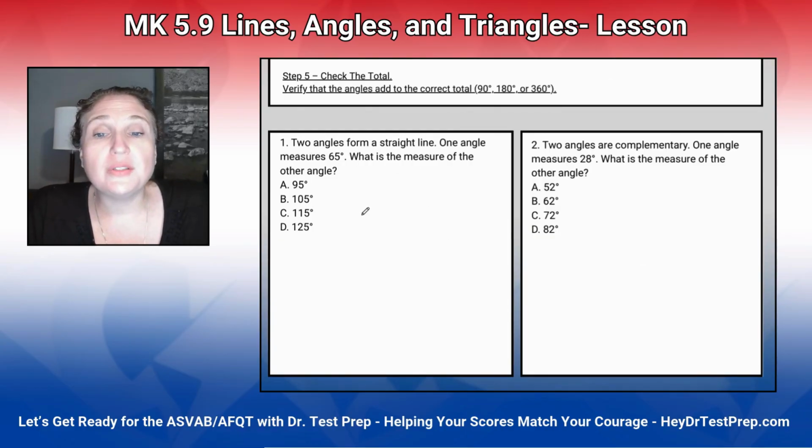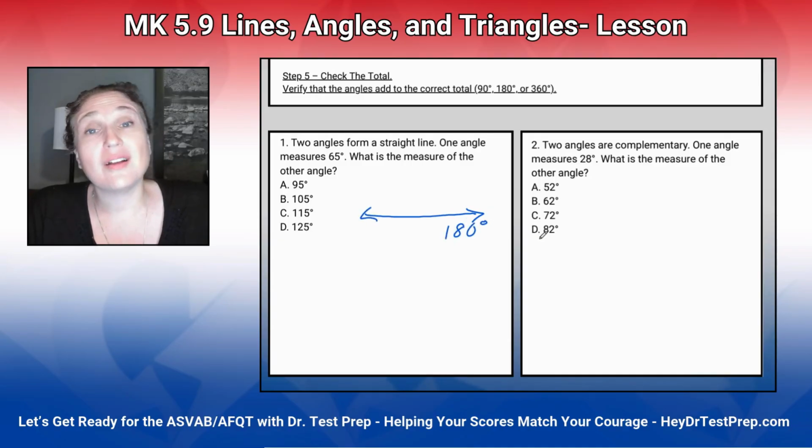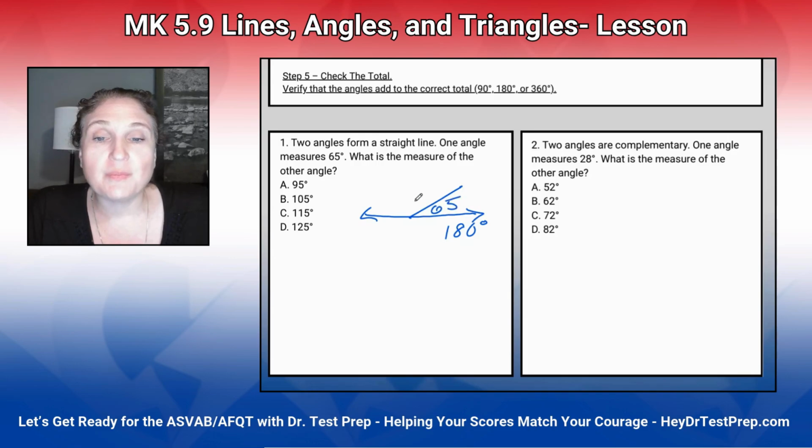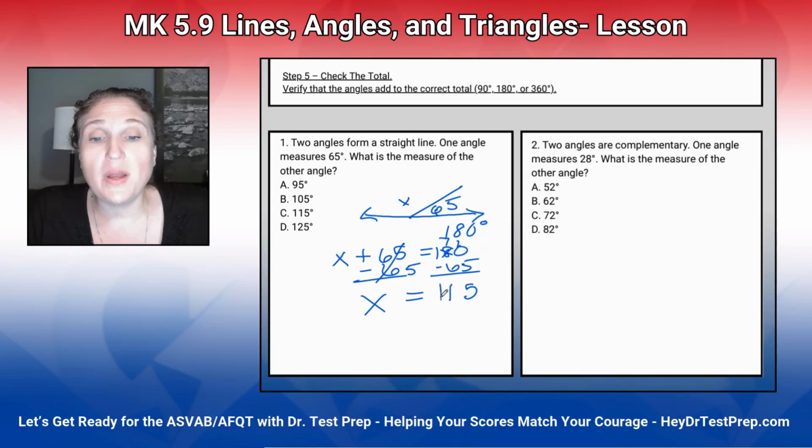This says two angles form a straight line. So here's my straight line, and all straight lines are 180 degrees. They form supplementary angles. One angle measures 65. What's the measure of the other angle? I know that if I add these two up, I have 180 degrees. I'll subtract 65 from both sides. 10 minus 5 is 5. This becomes a 7. 7 minus 6 is 1. 115 degrees.